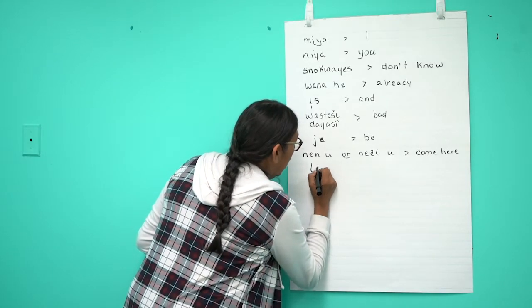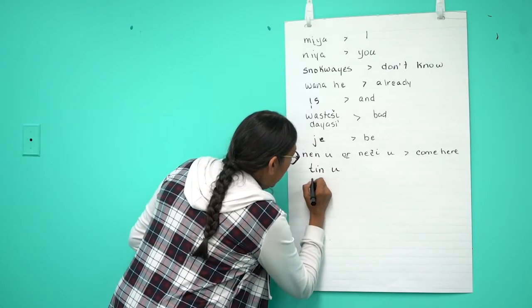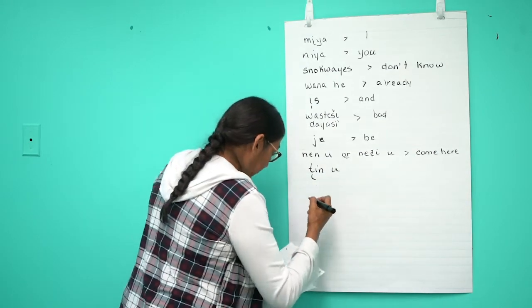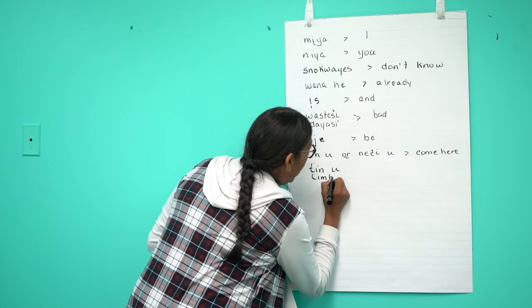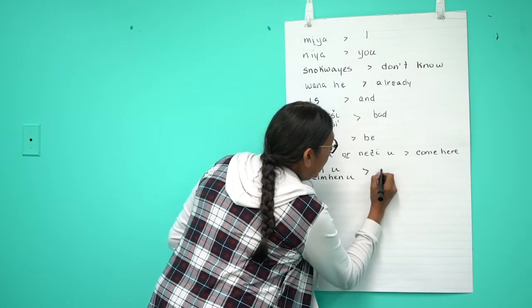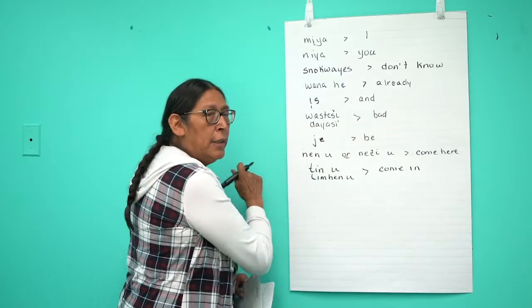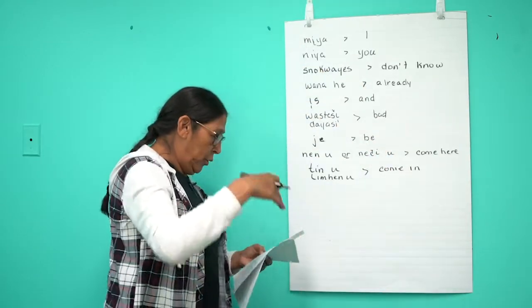This is when someone knocks on your door. You can say tin-u or timahen-u. And that is come in. Somebody knocks on your door: tin-u, timahen-u.